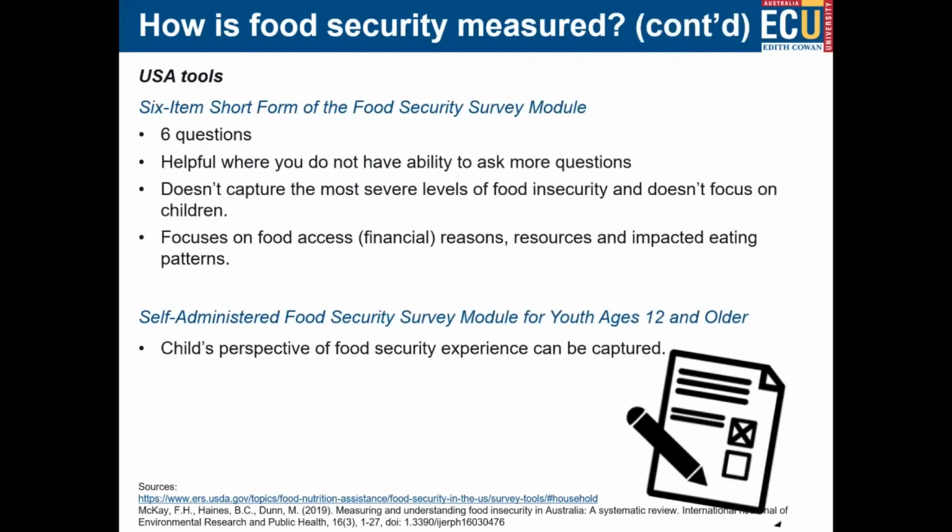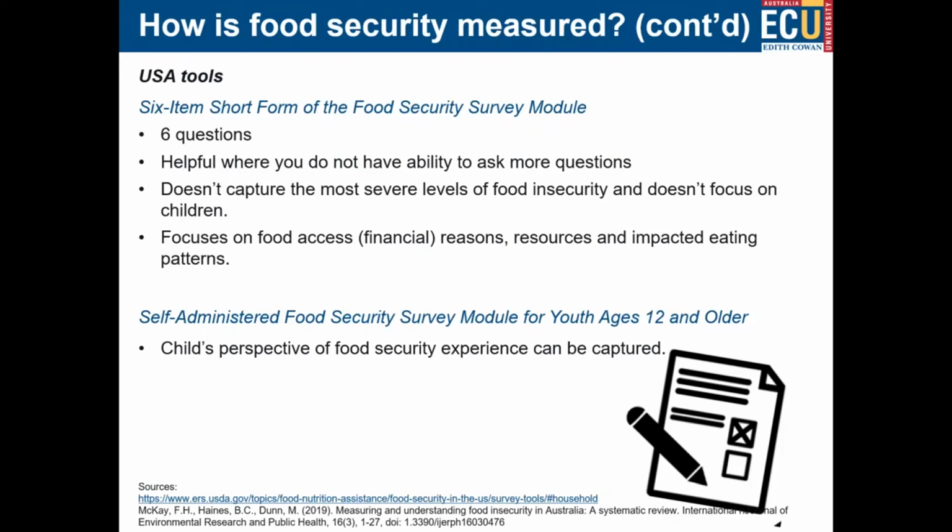And again, it only focuses on that food access dimension of food security. Further still, if the longer tools are impractical to use in the research context, a 6-item short form has been created. And this uses specific questions from the 18-item version. So it's really helpful if you don't have the ability to ask more questions, though one of the limitations is it doesn't capture the most severe levels of food insecurity and doesn't focus on children. Again, it focuses only on the food access reasons for being food insecure or food secure.